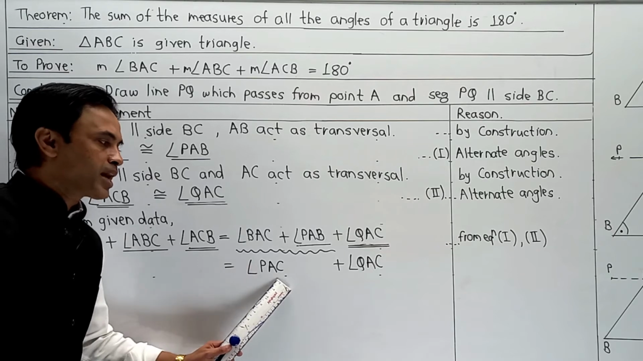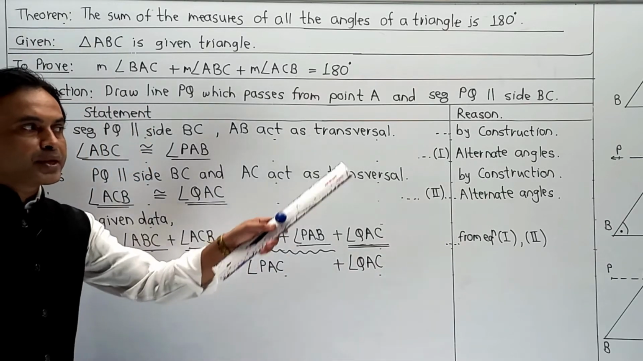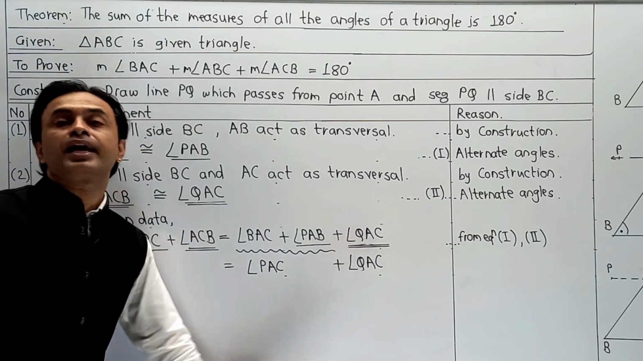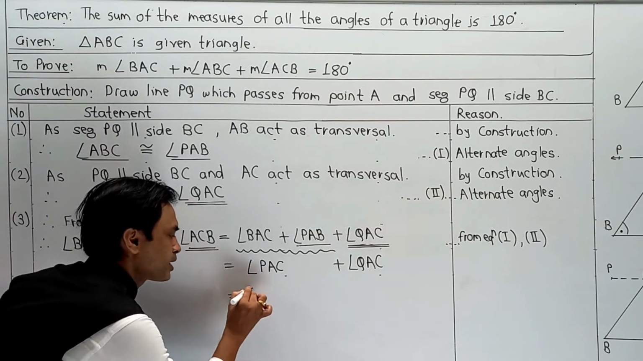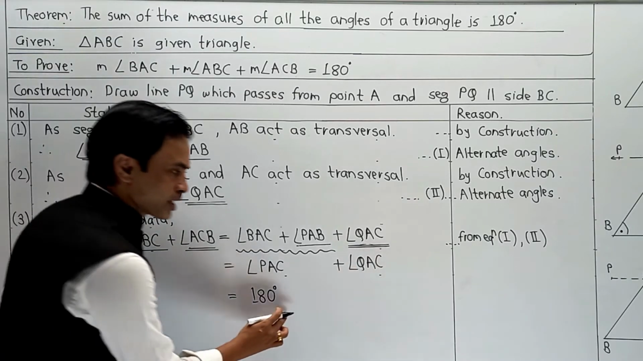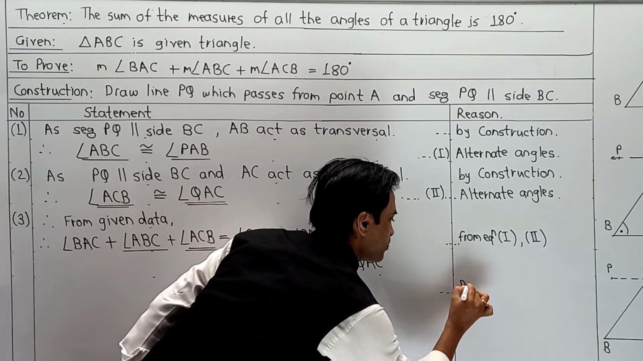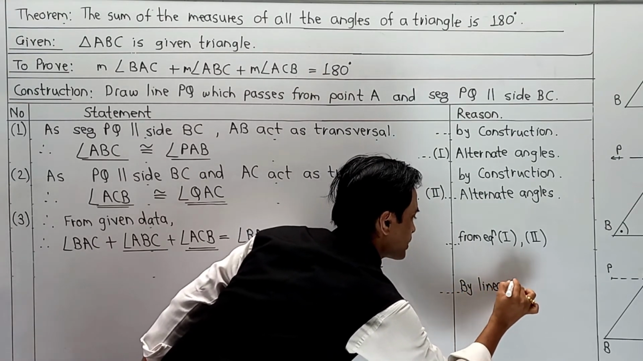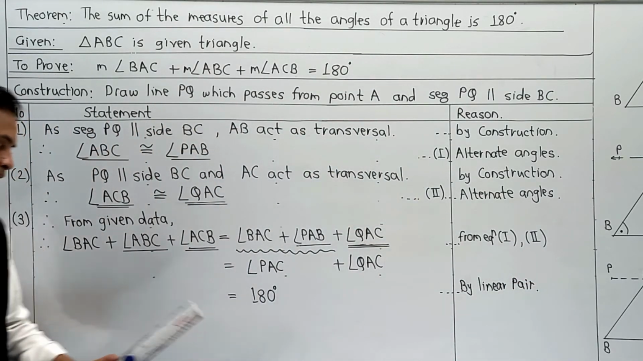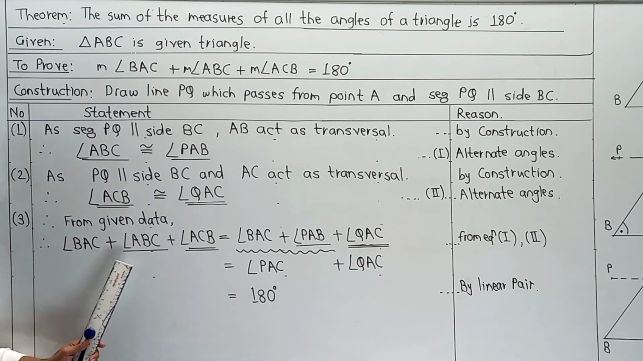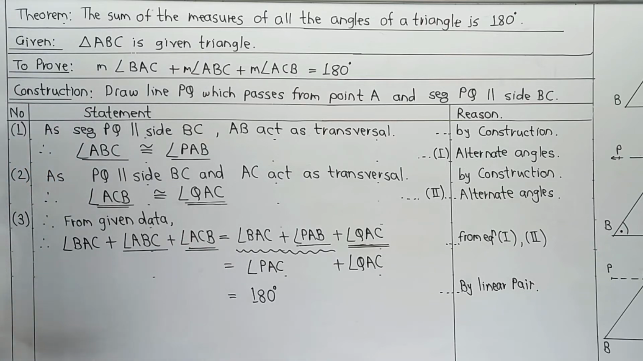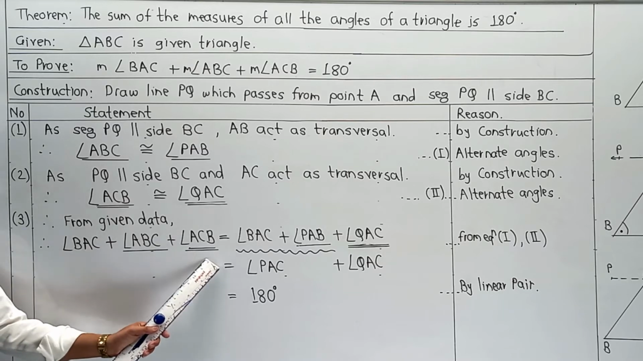But from the diagram, PAC plus QAC is nothing but a linear pair of angles. And if it is a linear pair of angles, their angle addition is 180 degrees. So I am going to write it as equal to 180 degrees. Why? Because these are nothing but the addition of a linear pair. The reason is linear pair, as this value is 180 degrees. But what is this 180? It is nothing but angle BAC plus angle ABC plus ACB. These are originally angle A, angle B, angle C of that triangle.